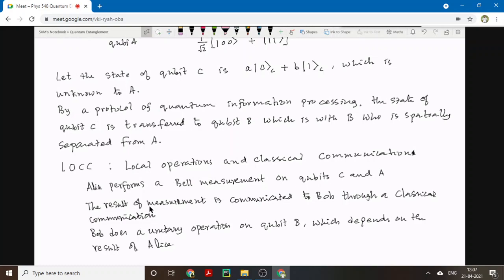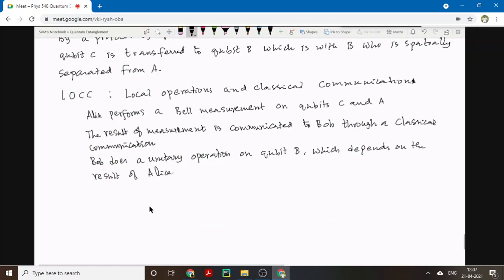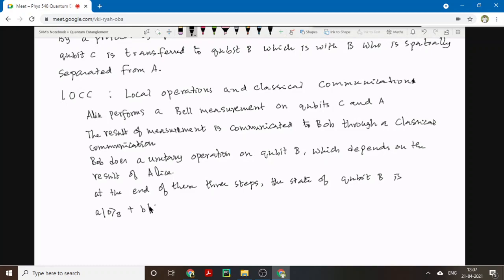So once these three steps are completed, at the end of these three steps, the state of qubit B is a times 0B plus b times 1B.